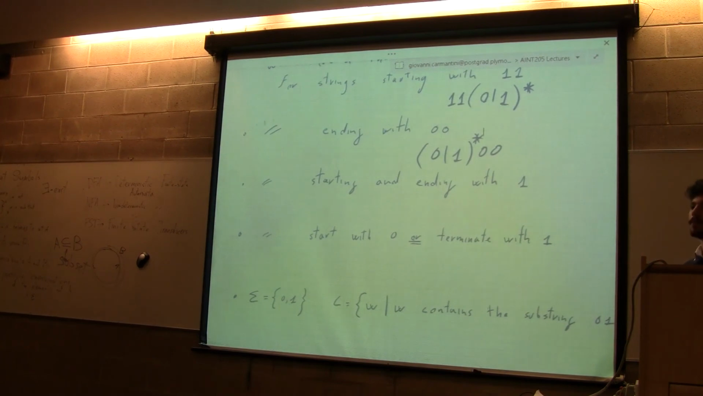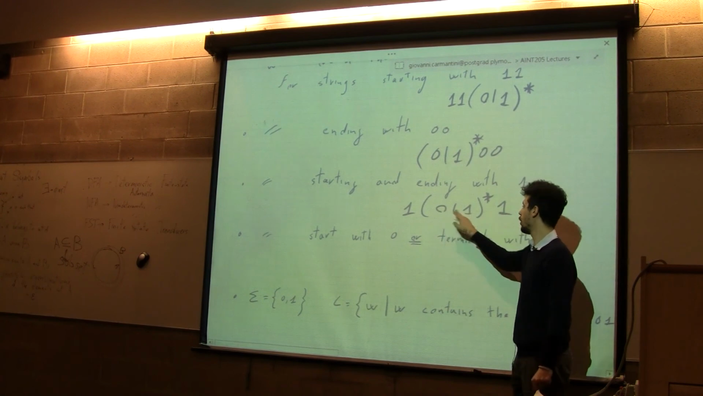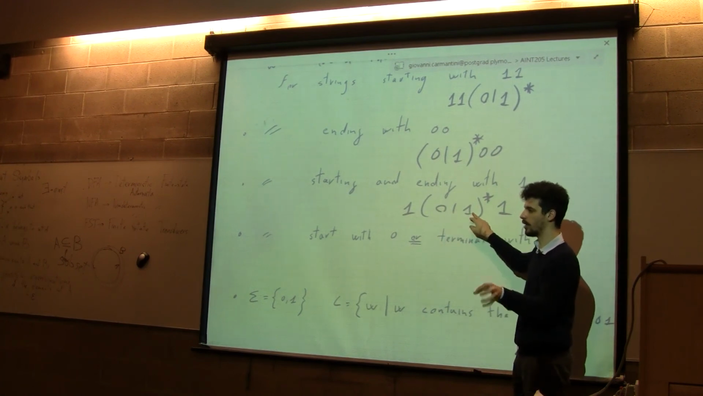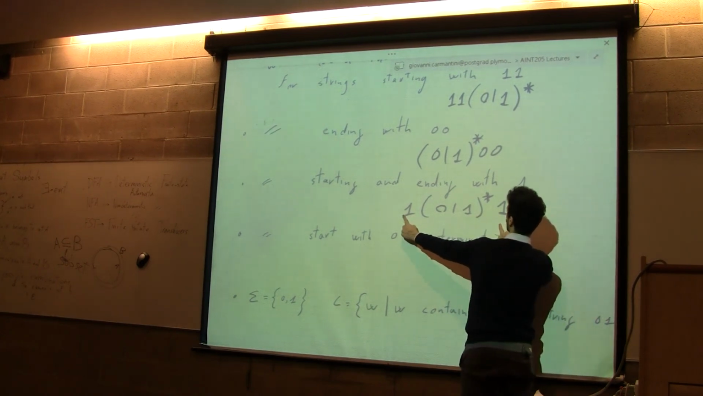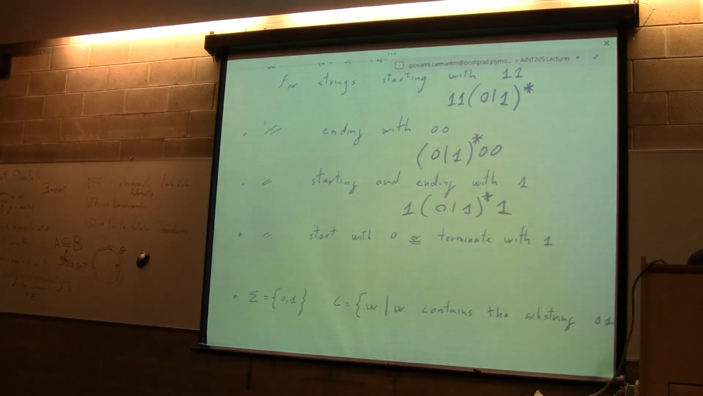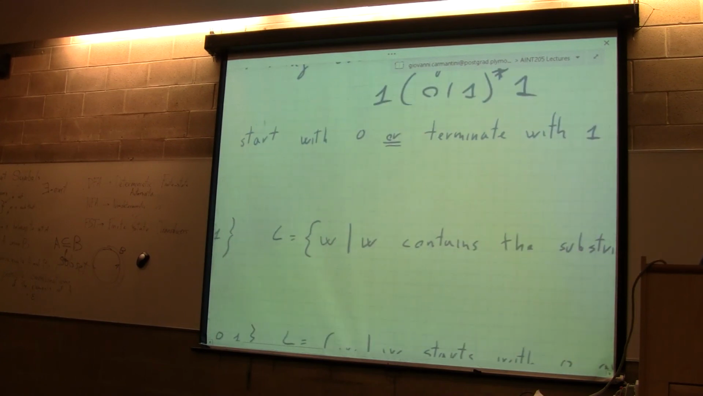Starting and ending with 1. It's like 1, bracket, 0 or 1 Kleene star, and ending with 1. Exactly. Starting and ending with 1. So you can have whatever you want here, so 0 or 1 at each step, and then you can do 0, 1, or can have a 0 or 1, 0 or 1, 0 or 1. The important thing is that you have a 1 at the beginning, 1 at the end. That's a regular expression, and it expresses a regular language, which of course can be recognized by a DFA.